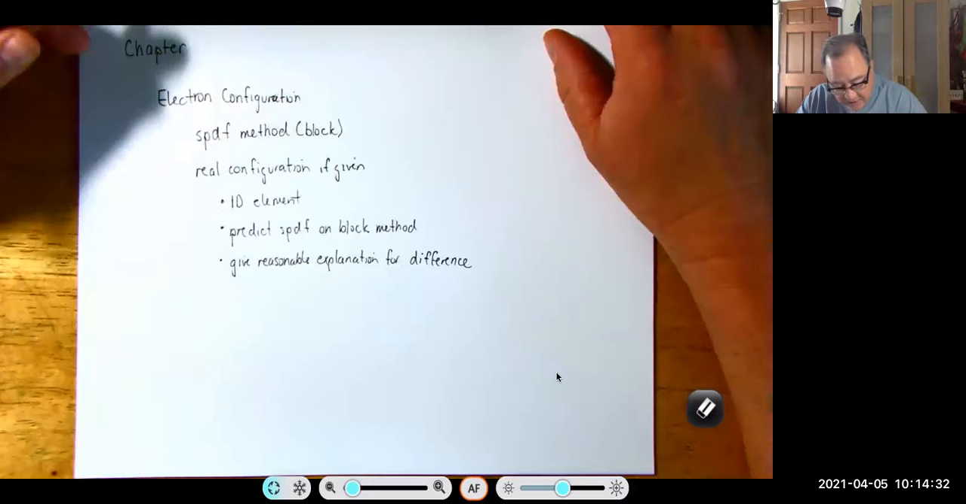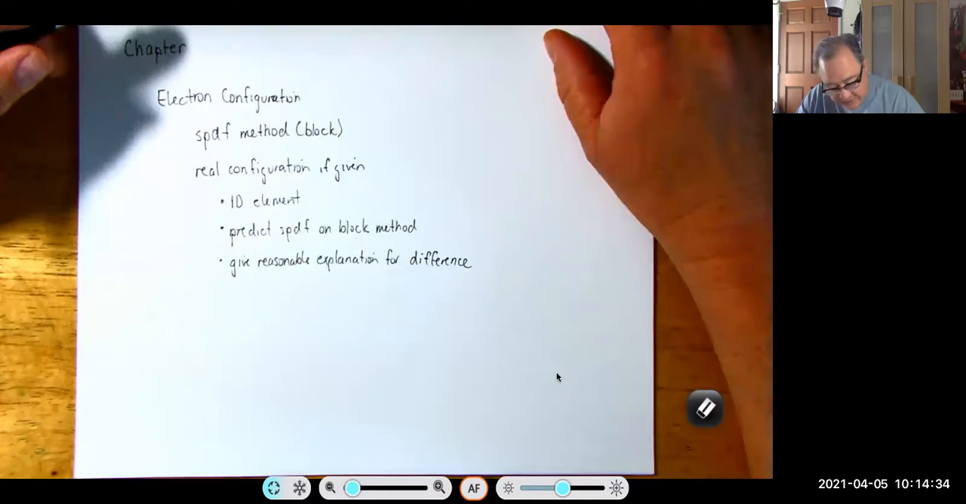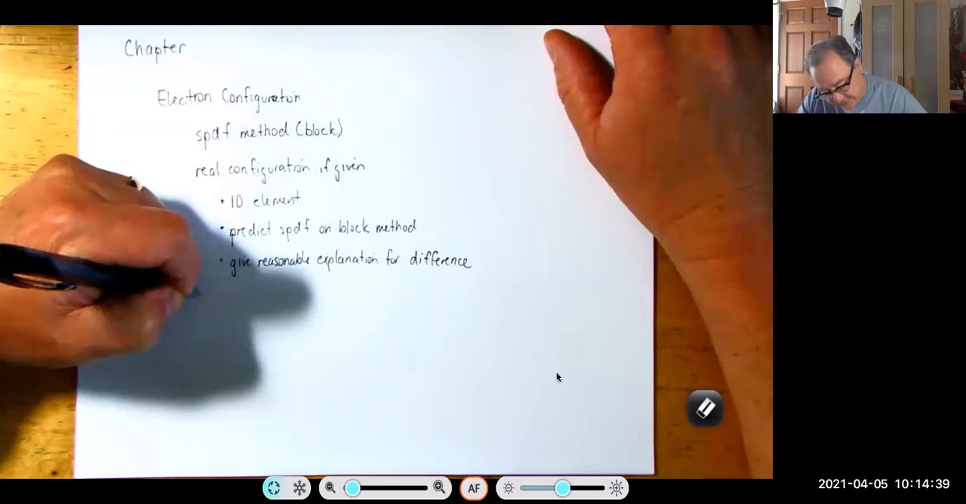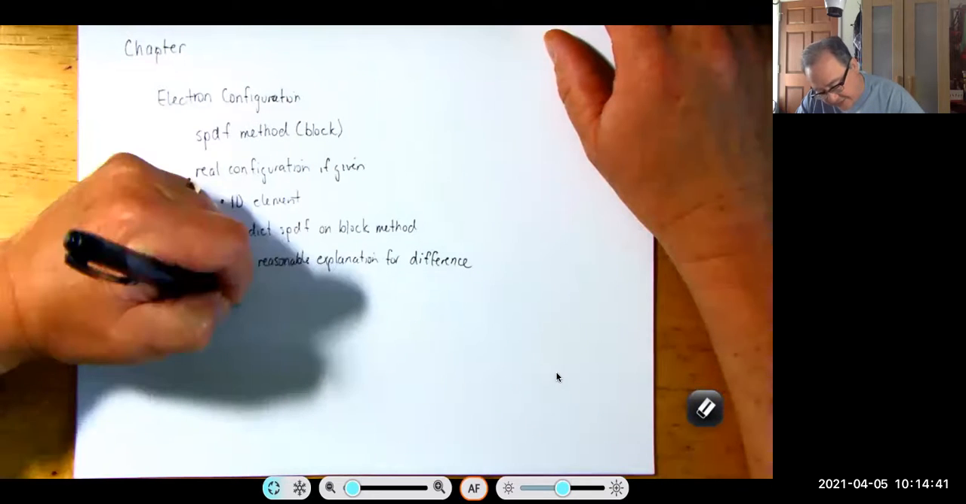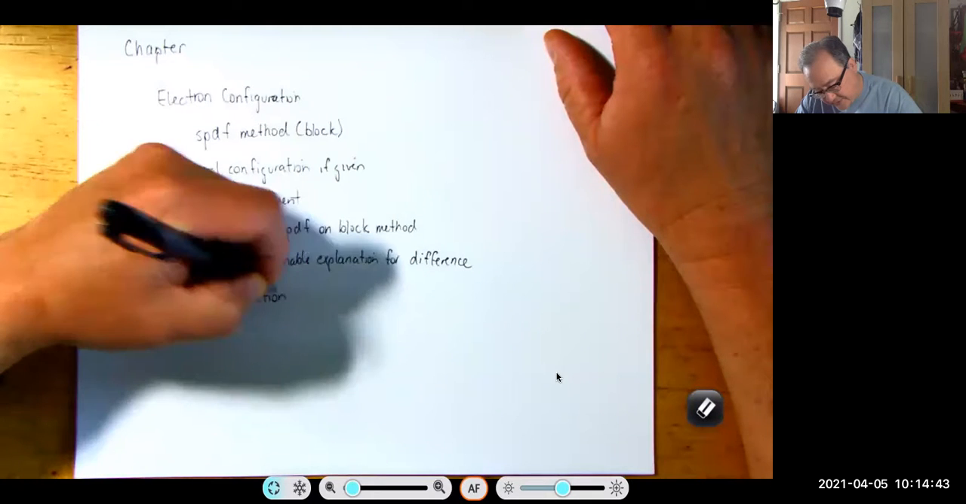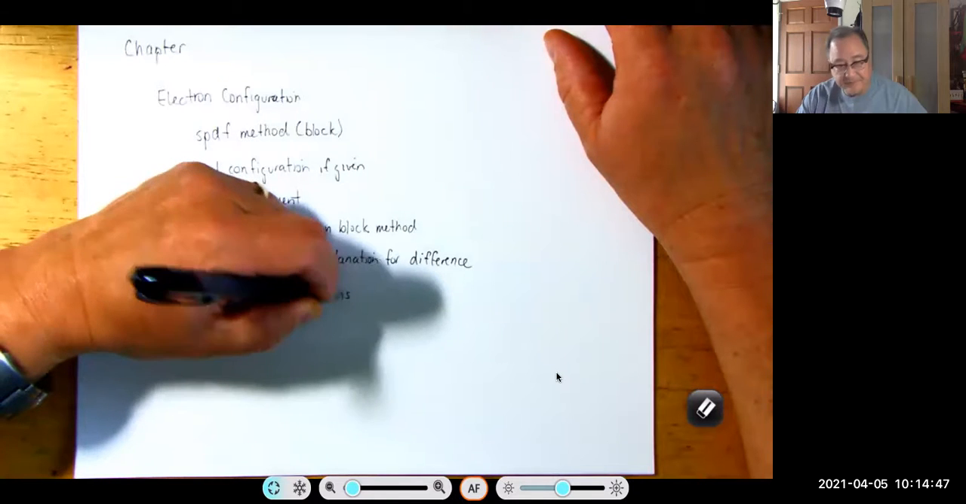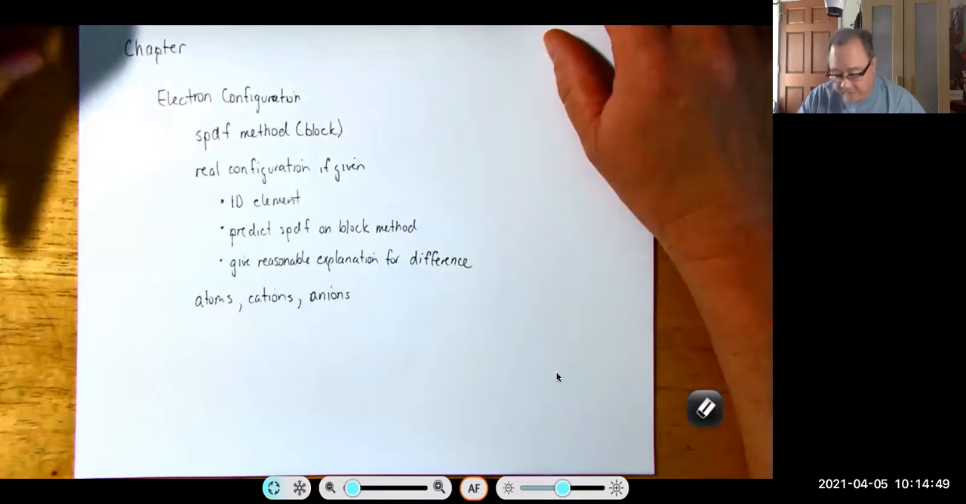Okay, you should also be able to get the electron configuration of atoms, cations, and anions. Sound about right?